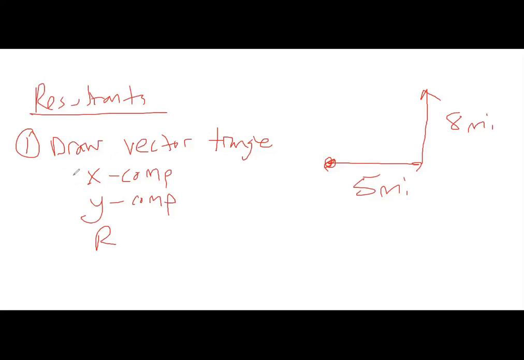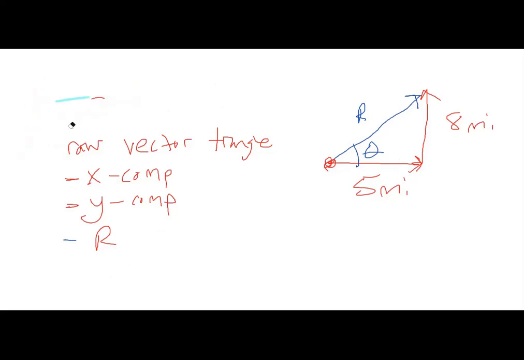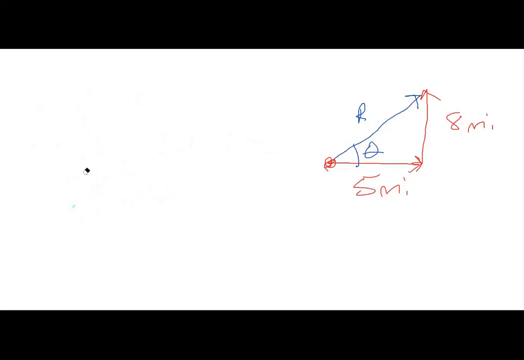So we draw our vector triangle, then we draw our x. So we drew our 5 miles, and you can see there are arrows that represent our vectors. Then we drew our y component, so we went up 8 miles, and then we drew our resultant vector. Our resultant goes from start to finish, and there's an angle theta. So our third step is to draw R. So we draw our vector triangle, first thing we want to do.